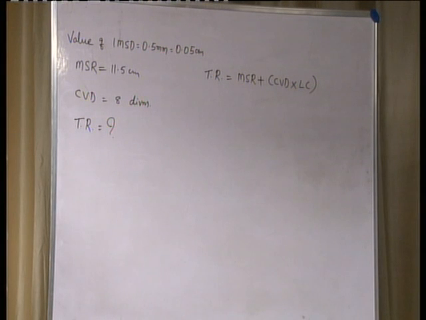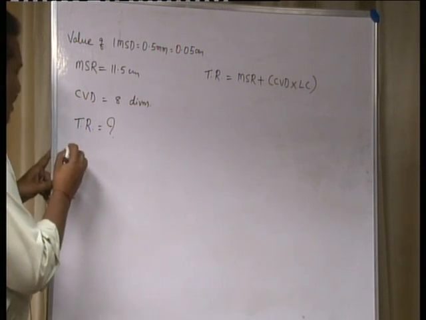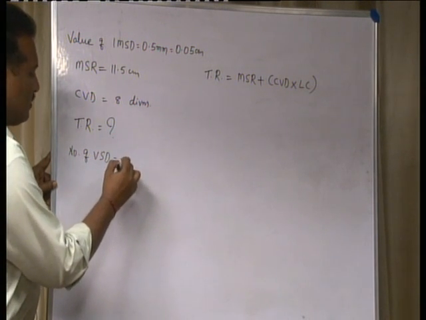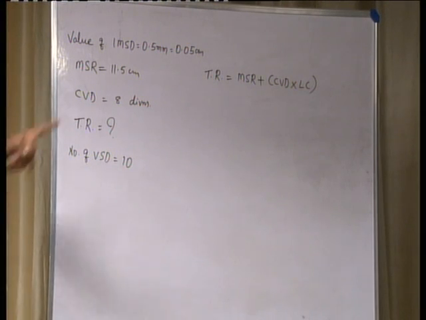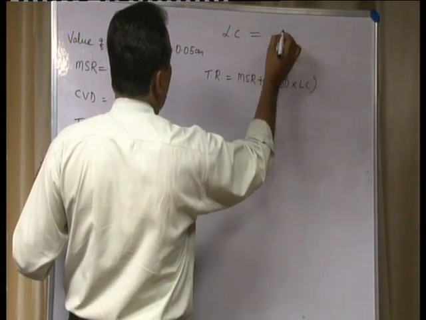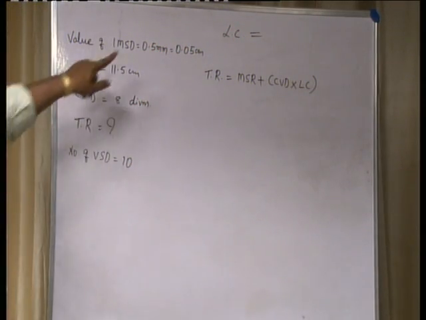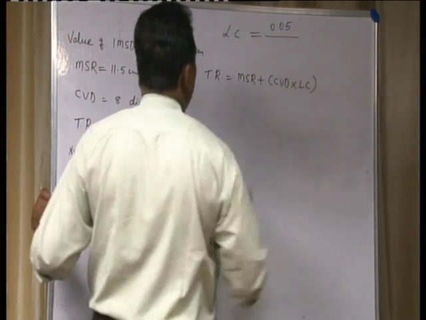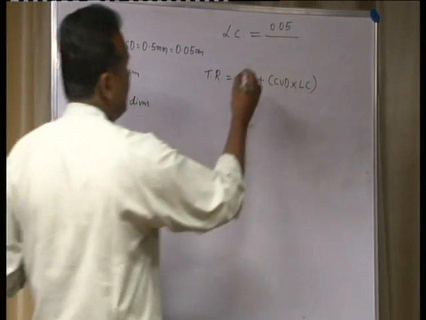So, MSR is given and CVD is also given and it is required to find the least count. So, we know that value of 1 MSD divided by number of VSD gives the least count of the given calipers. Here the problem is not very much clear. Imagine that there are 10 vernier scale divisions. There are 10 divisions on the vernier scale. To find the least count, so write the formula again, least count is equal to value of 1 MSD. How much is the value of 1 MSD? It is 0.05 centimeter divided by number of VSD. Number of VSD it is 10.